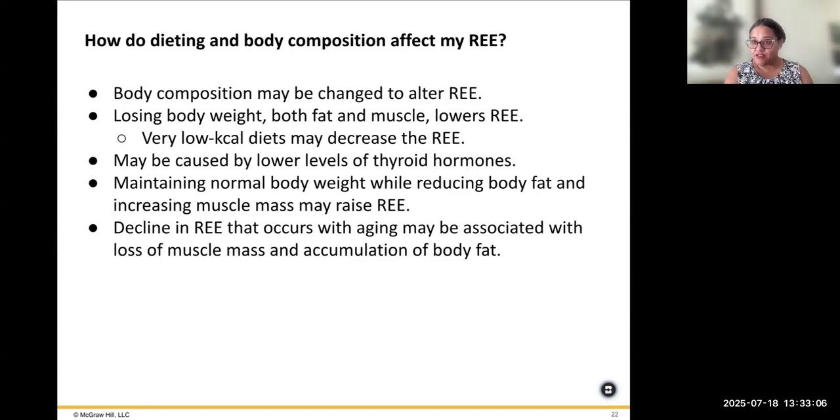Dieting. How does that affect our REE? Body composition may be changed to alter our REE. Losing body weight, both fat and muscle, lowers it. Very low kilocalorie diets may decrease the REE. May be caused by lower levels of thyroid hormones. Maintaining normal body weight while reducing body fat and increasing muscle mass will raise the REE. And the decline in REE that occurs with aging may be associated with the loss of muscle mass and accumulation of body fat. Like I just said, muscle metabolizes things faster than fat does.